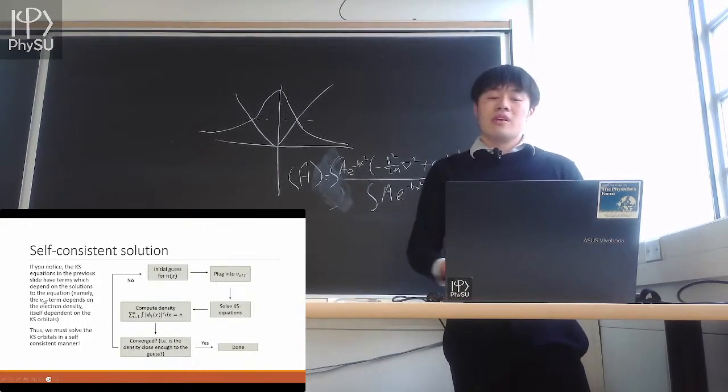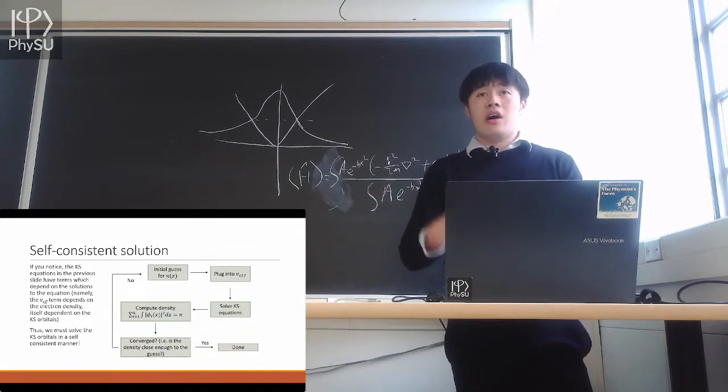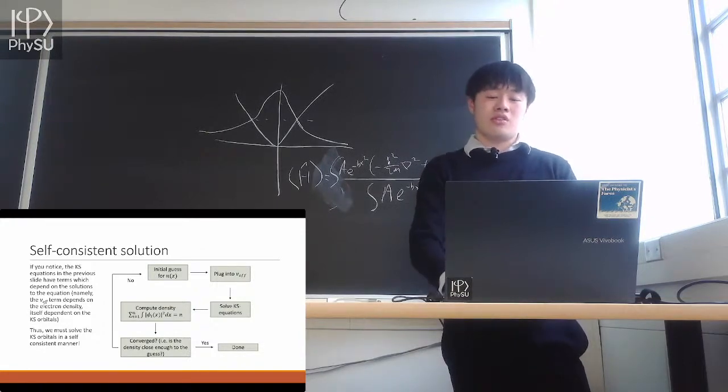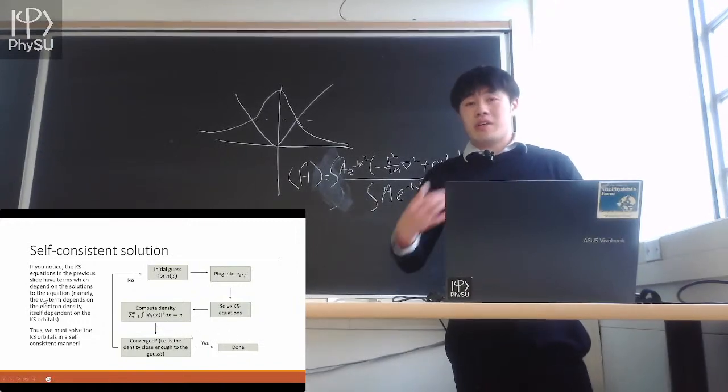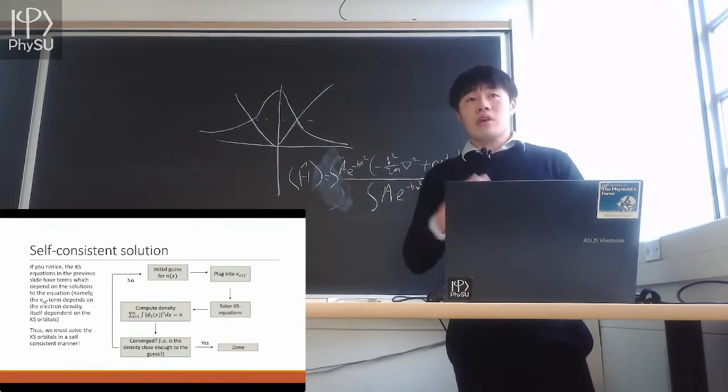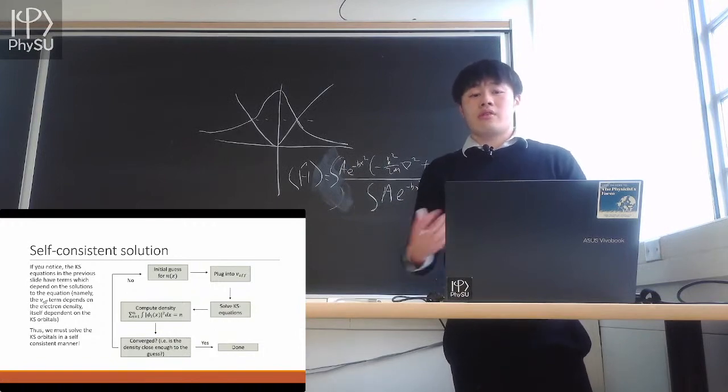If you actually do DFT in practice, this is something that you would set yourself: what's an acceptable condition for convergence. And if it's converged, then you're basically done. You have the ground state density of the system and the ground state energy.